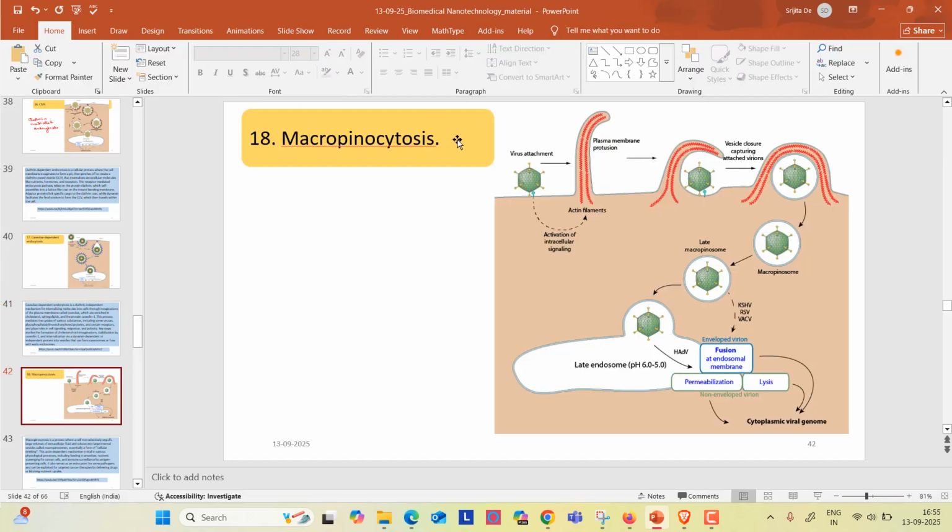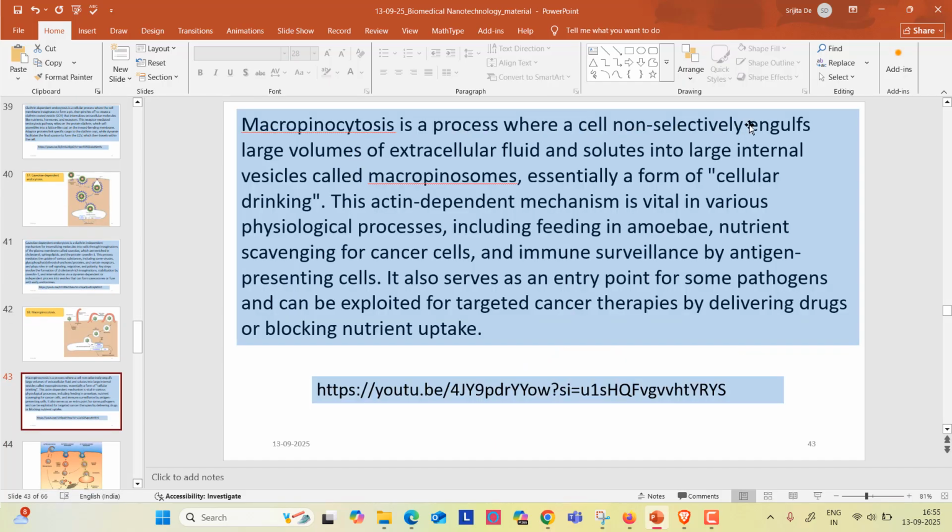Next, macropinocytosis, where the cell non-selectively engulfs large volumes of extracellular fluid and solutes into large internal vesicles called macropinosomes, essentially a form of cellular drinking. This actin-dependent mechanism is vital in various physiological processes, including feeding in amoeba, nutrient scavenging for cancer cells, and immune surveillance by antigen-presenting cells. It also serves as an entry point for some pathogens and can be exploited for targeted cancer therapies by delivering drugs or blocking nutrient uptake.